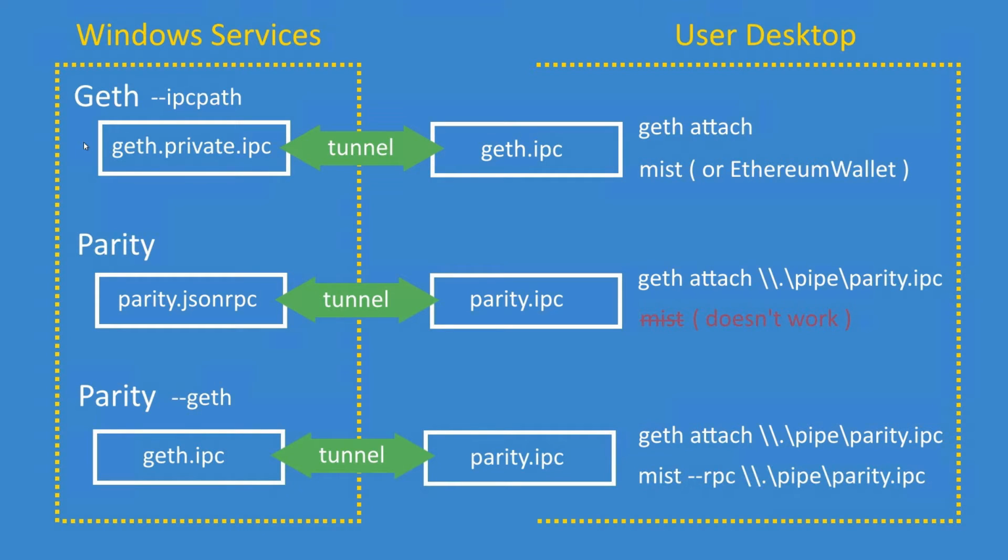So what you need to do is use the IPC path flag to tell Geth to listen on a different path. I suggest geth.private.ipc. You can then create a tunnel which connects to geth.private.ipc in the service, but publishes the standard geth.ipc pipe for your desktop. Mist can then connect to the tunnel, and all communication will be forwarded to your Geth process, and Mist will work. I'll show you that first. ProMiner makes it easier than it sounds.